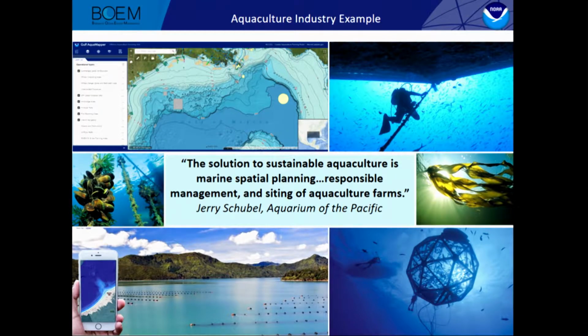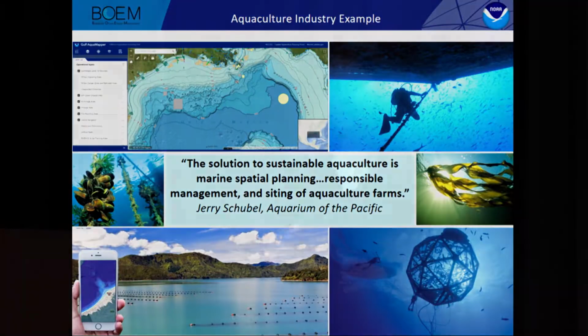Coming into this, I wanted to start with a quote, and it really kind of hits on why spatial planning is so important. One of our strategic partners from the Aquarium of the Pacific, Jerry Schubel, said this: the solution to sustainable aquaculture is marine spatial planning, responsible management, and siting of aquaculture farms. I take that very much to heart in my day-to-day life and try to do that. So we saw this tool as one way of getting at that.